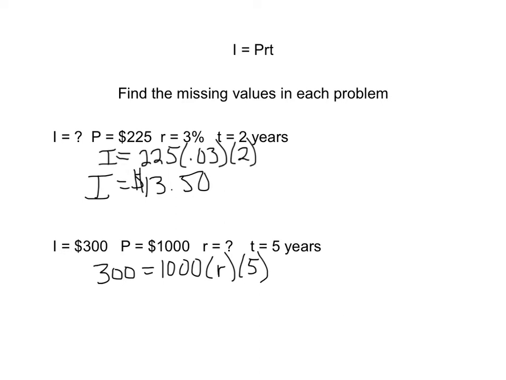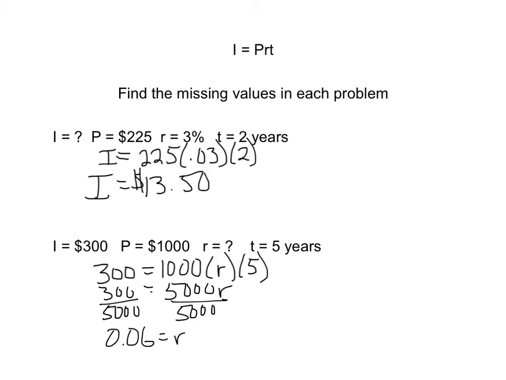What I would do here is actually simplify this side first. So 1,000 times 5 would be 5,000 times our rate is equal to 300. Since they're being multiplied, I'm going to divide each side by 5,000. And if I take 300 and divide it by 5,000, I get an answer of 0.06, which is our rate, but as a percent that would be a 6% interest rate.